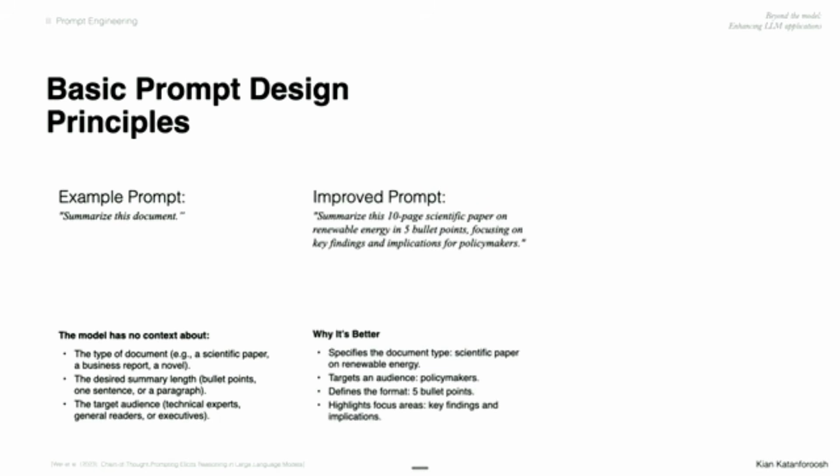You can actually improve these prompts by doing something like: summarize this 10-page scientific paper on renewable energy in 5 bullet points, focusing on key findings and implications for policymakers. That's already better, right? You're sharing the audience and it's going to tailor it to the audience. You're saying that you want 5 bullet points and you want to focus only on key findings. You know, that's a better prompt, you would argue.